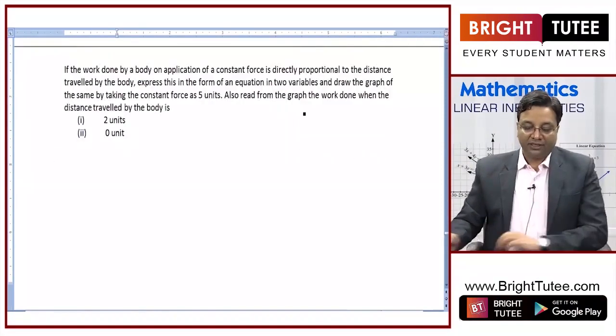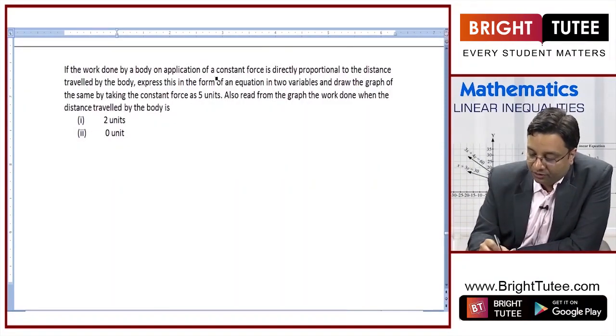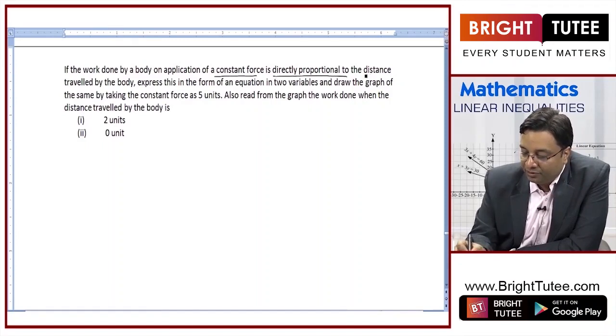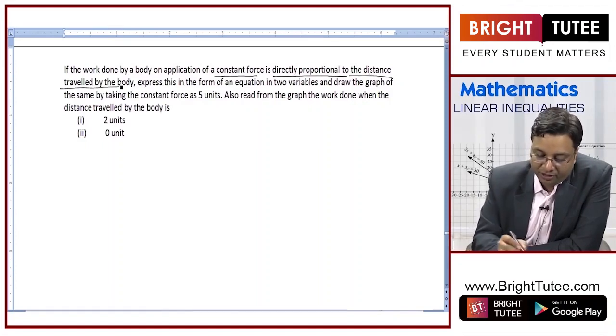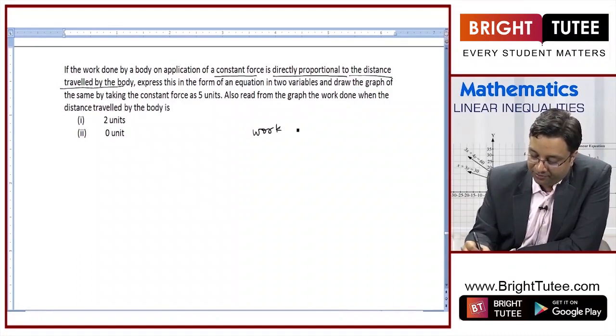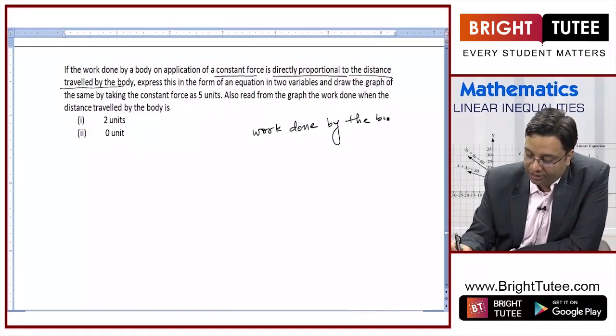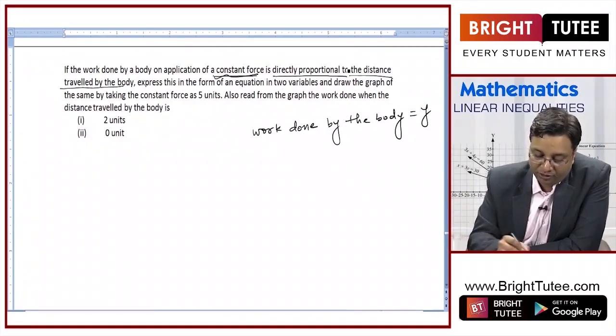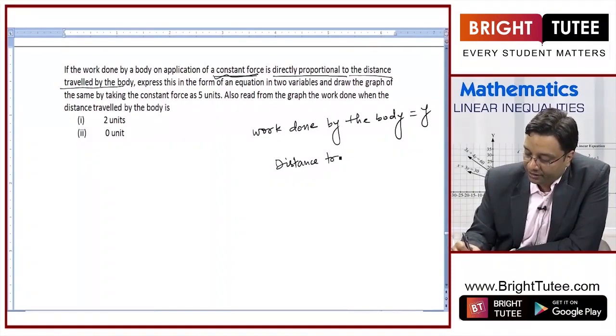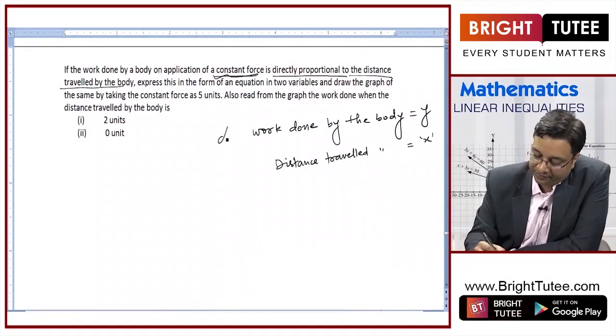Okay. If the work done by a body on application of a constant force is directly proportional to the distance travelled by the body. Let us say work done by the body is y units, and there is a constant force. It is directly proportional to the distance travelled by the body. Distance travelled by the body is x, let us say.